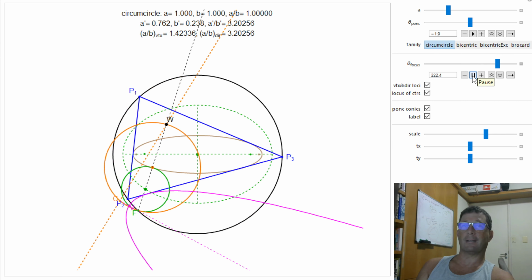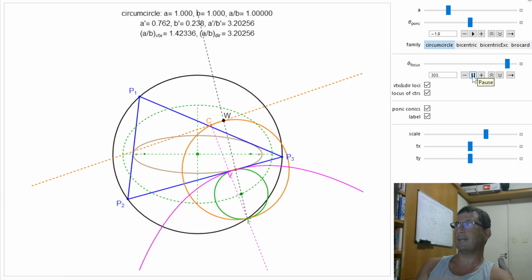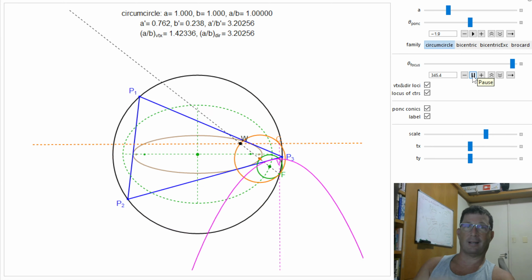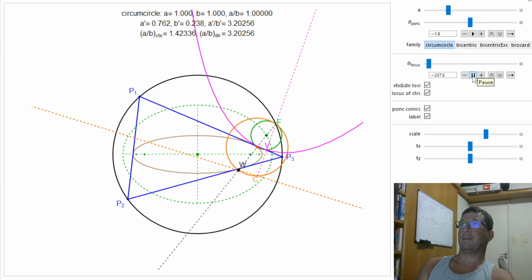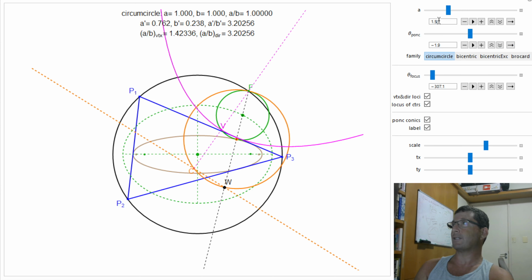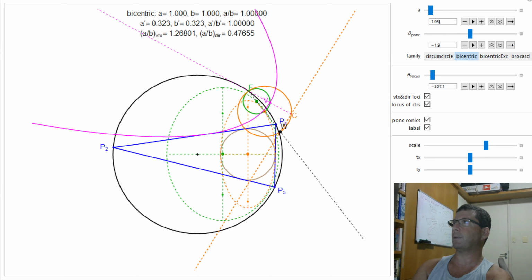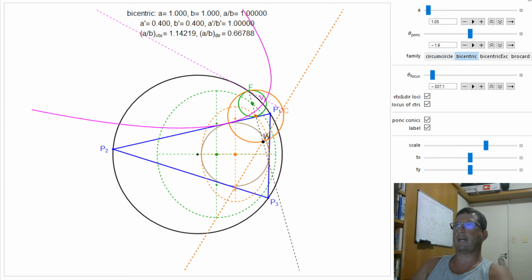I want to show you a couple of other harmonies that come from this construction. I would say this is a pretty amazing first example, because not only is the locus of the focus a circle, but it's tangent to the inellipse. Let's switch now to bicentric triangles, or the poristic family, and let's see what happens. Before I do this, I'm going to have to bring this down so this doesn't explode. Let's make this 1.05, which is a pretty nice setting.